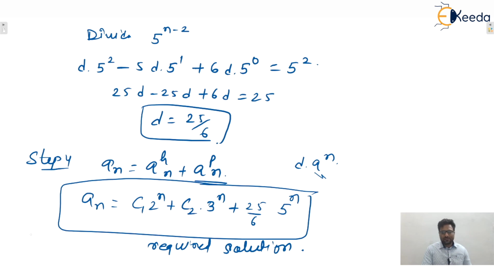Step 5 is not there, because initial conditions are not given, so we cannot find the values of the constants C1 and C2. If initial conditions are given, then you can find the values of C1 and C2 and put them back in this equation. That will be the required solution.